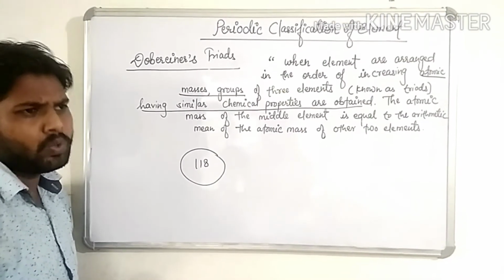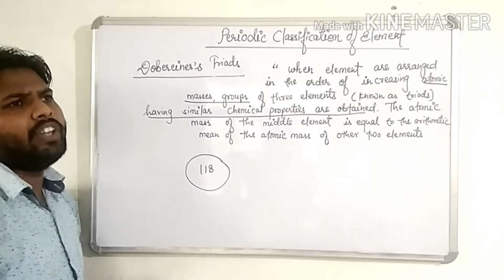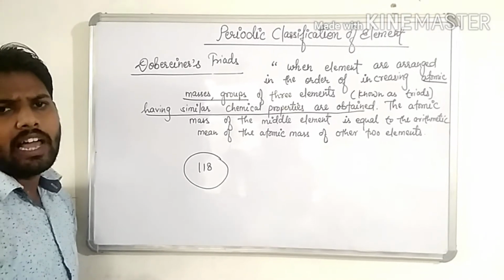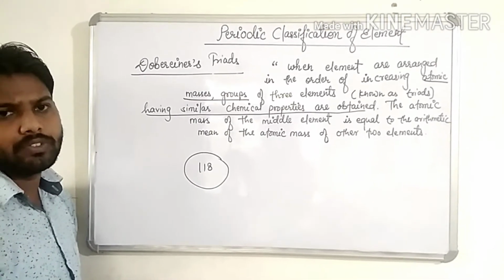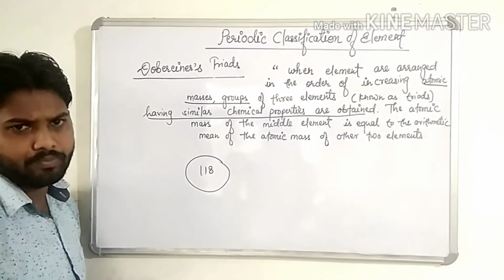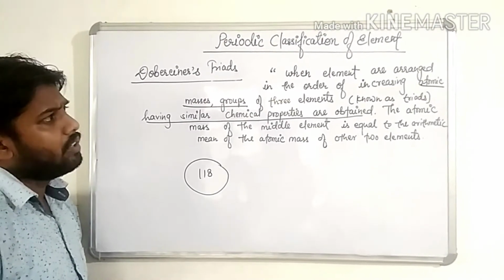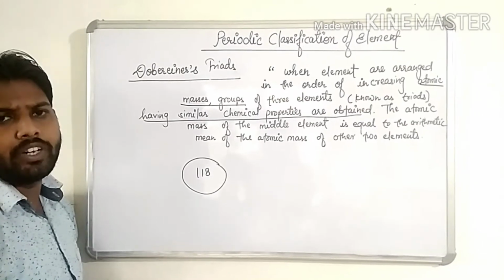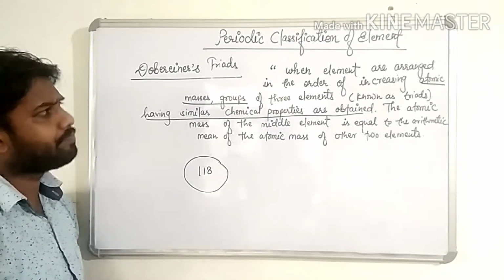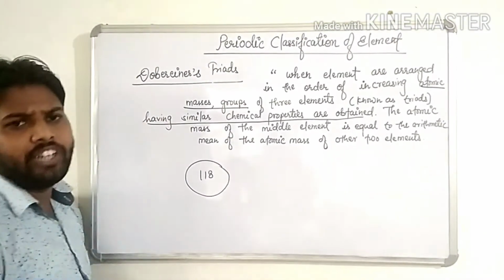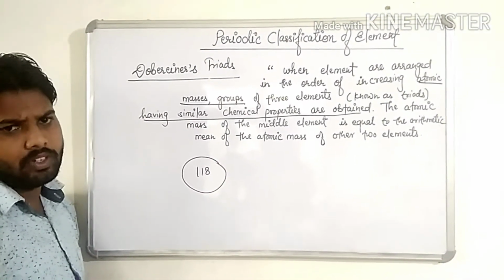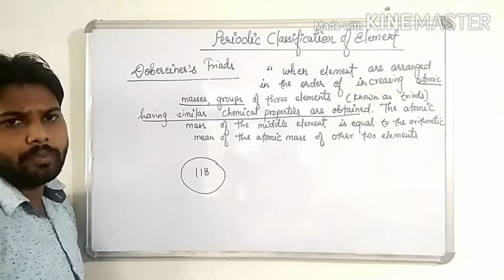Okay, so children, various attempts have been made for the classification of elements from time to time. Okay, first we will start with Dobereiner's triads. Triads means, children, a group of 3 elements. This was the earlier attempt.